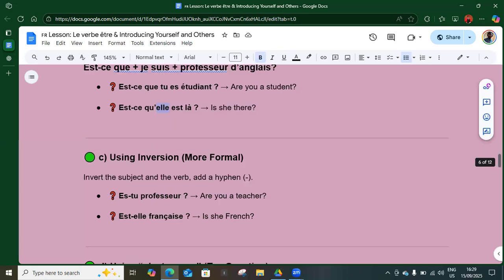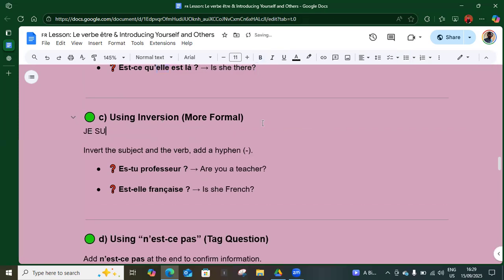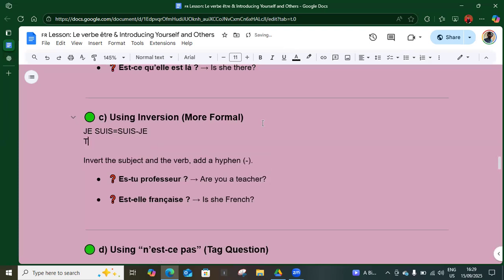Now, for inversion, inversion is also used to confirm an information, okay? Now, what do I mean by inversion? The inversion of je suis, which is I am, will become suis-je. Please take note, suis-je, okay? The inversion of tu es will be es-tu, okay? So this is what we call inversion, swapping the pronoun to the side of the verb and the verb to the side of the pronoun. Very easy. Now, here we have tu es, which becomes es-tu.